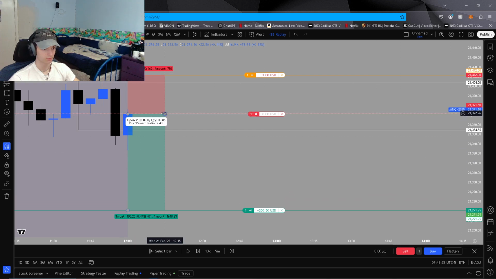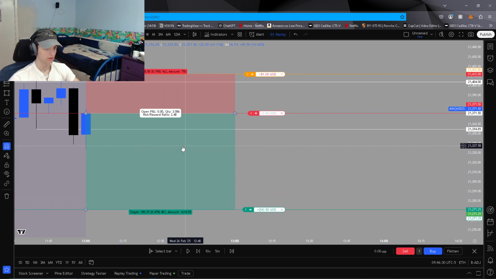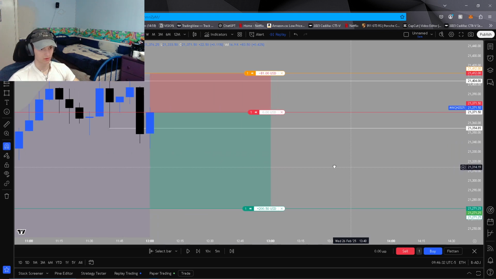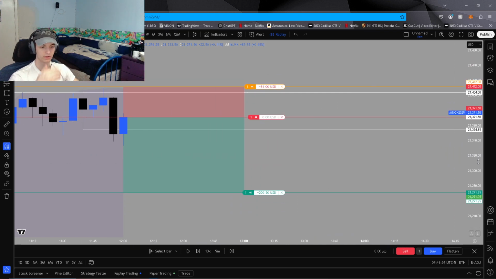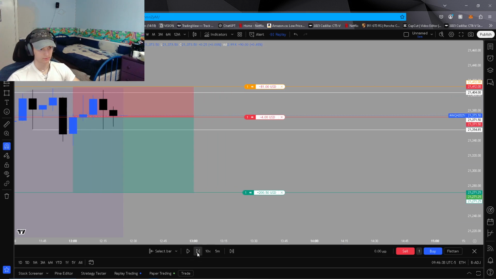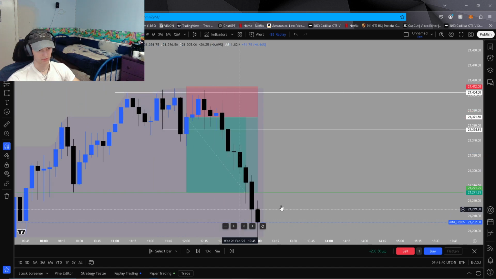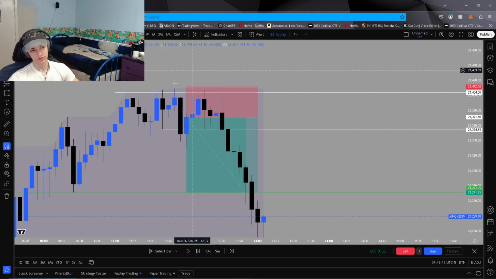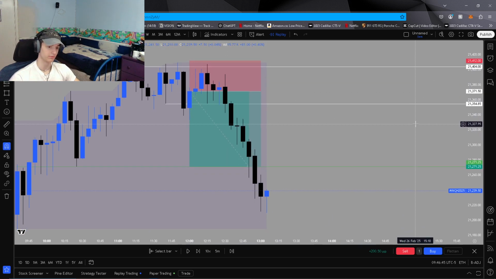2.48. Let's make this a little bigger here. 2.48 risk to reward. We're risking 81 to make 250 cents. And it smacks. That's why you put your stop loss above the liquidity sweep. And yeah, come on. There we go.